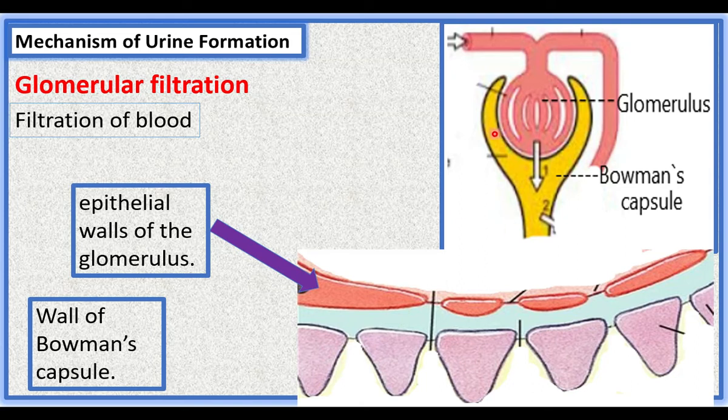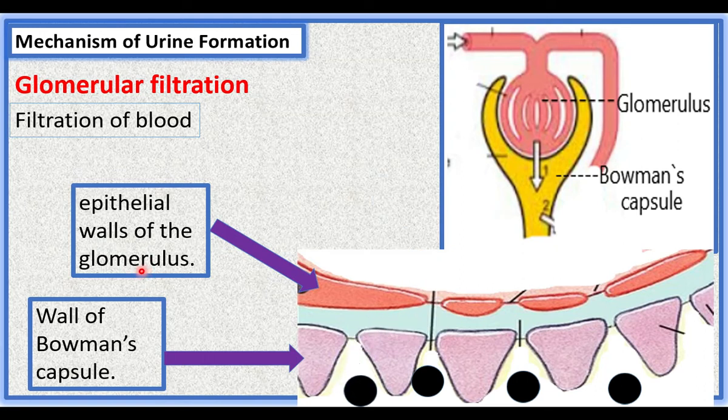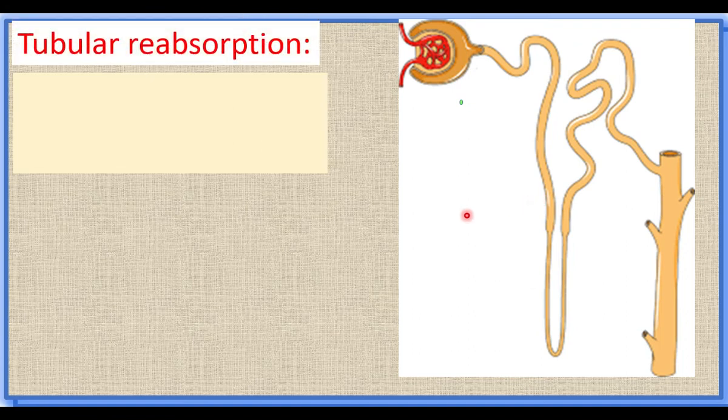And this is the inner wall of Bowman's capsule. It also has holes in between the cells. Through the spaces, materials are filtered from blood. From the blood, the materials flow through the spaces of the epithelial wall of the glomerulus and the wall of Bowman's capsule. The substances which are filtered are called the glomerular filtrate. The glomerular filtrate flows through the tubular part. The filtrate has useful and waste materials. So the useful, needed materials are once again taken back into the blood. That is the second step of urine formation, called tubular reabsorption.